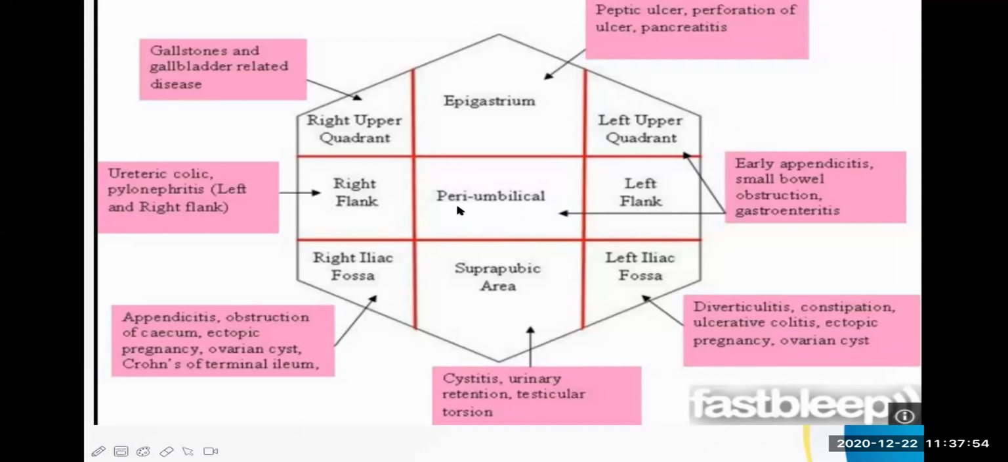Whereas for the periumbilical area, if that is having pain, then we think of appendicitis in the early case, because in appendicitis, pain always starts from the periumbilical region, and then later on it moves to the right iliac fossa. Also small bowel obstruction, and even gastroenteritis. Though this arrow is shown here, many of these pains don't occur here. So these are some of the causes of abdominal pain. Let's move on.